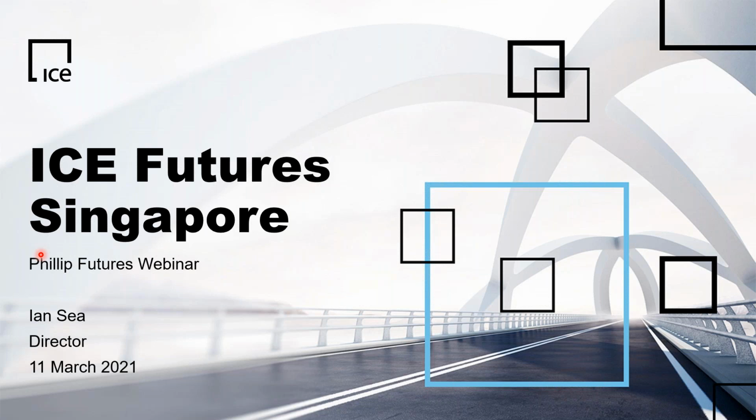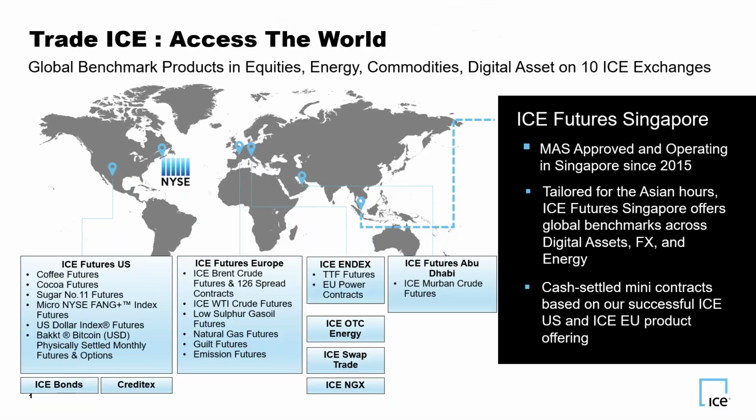So very quickly, a quick introduction of ICE Group itself. ICE Group is listed on NYSE. We actually manage and operate 10 exchanges in the world. There are several global benchmark products, as you can see on the slides. So we have two-thirds of the world's crude and refined oil futures contracts traded on our ICE Futures Europe.